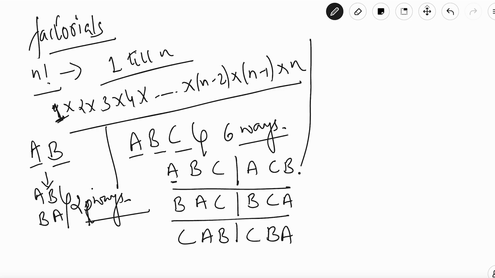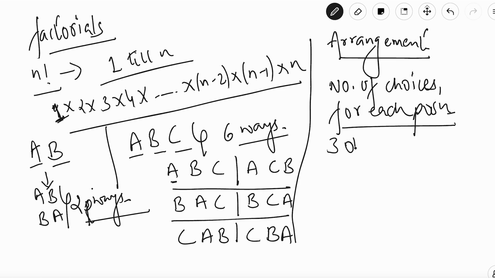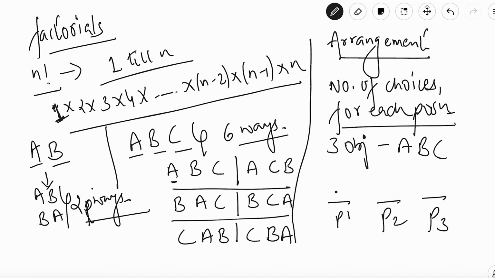So what exactly is this arrangement? Arrangement here is nothing but the number of choices that we have for each position taken one at a time. For example, when we have 3 objects, like in this case A, B and C, we have 3 positions. This is position 1, this is position 2 and this is position 3. Now we have three choices here. We can have either A, B or C.